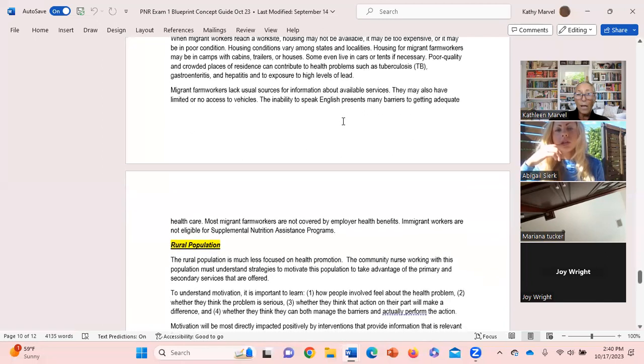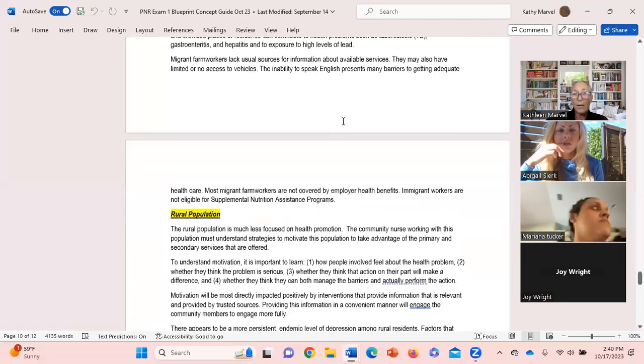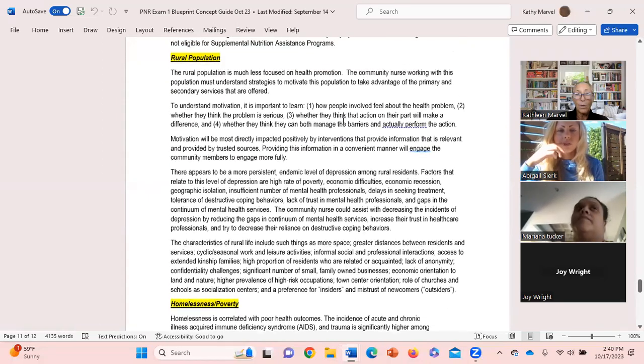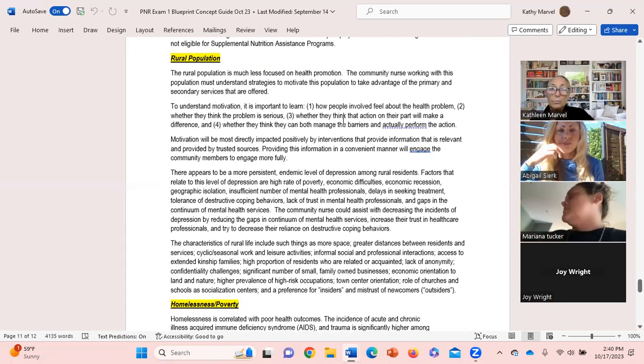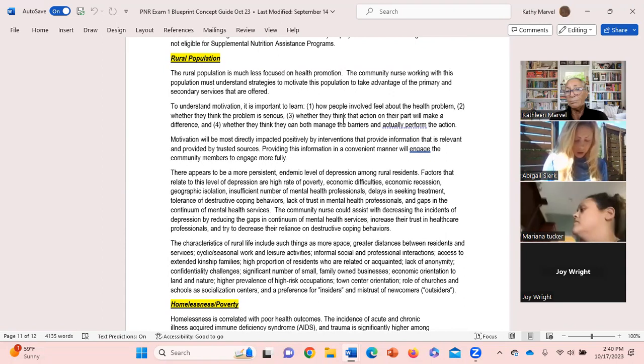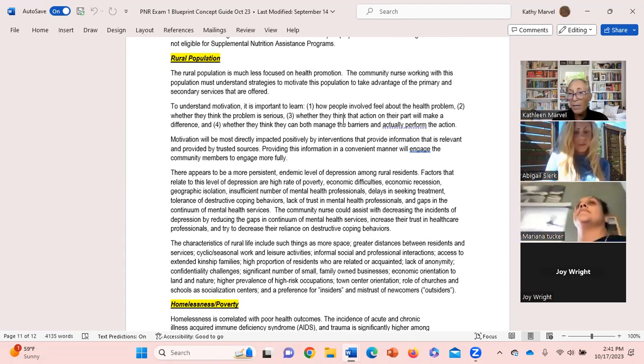Migrant farm workers usually lack sources for information about available resources. Transportation is an issue. Language barrier is an issue. Okay, rural population. We know that they're much less focused on primary care. How do you motivate this population? I don't think we covered much of that in class, but how do you, as a community nurse, motivate the rural population to be engaged in primary care?